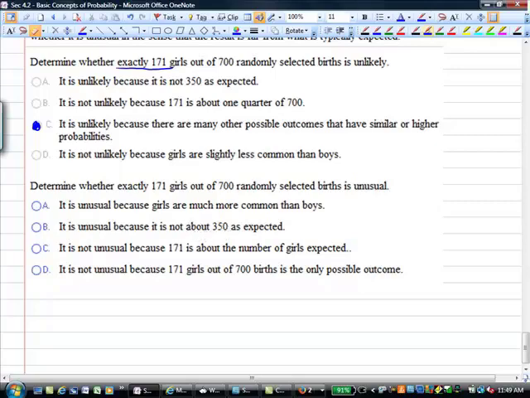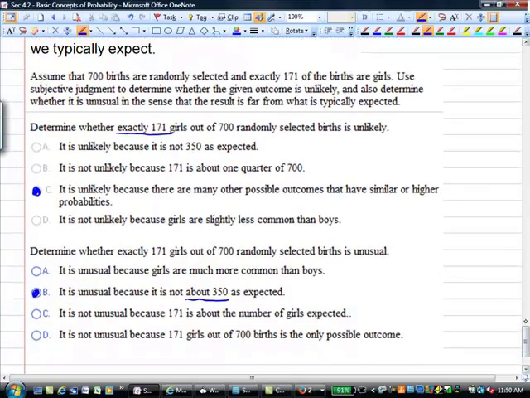About here is the key word. This answer here is actually going to be B. We expect about 350, not exactly 350. Okay, we expected a number closer to 350 than 171. And once again, this is subjective probability. It's not computing a theoretical probability. Subjective is difficult because it's more touchy-feely and it's not as precise. A theoretical probability is hard and fast, 50% chance. So a 50% chance of having a girl out of 700 births, we would expect 350 girls.